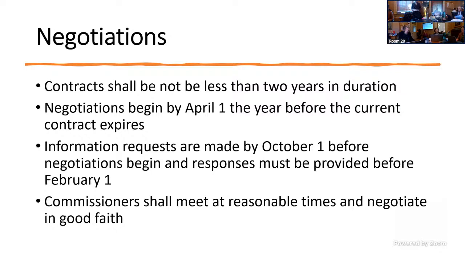There are pretty strict timelines set forth in the statute. So contracts shall not be less than 2 years in duration. They can be longer than that. The negotiations begin by April the 1st, the year before the current contract expires. So usually the contracts expire December 31. And so April of the preceding year is when you start the contract negotiations. Before you start the contract negotiations, so October 1st of the year before that, that's when information requests are made. Each side can request information from the other side, which is pretty standard when you're going into a negotiation.